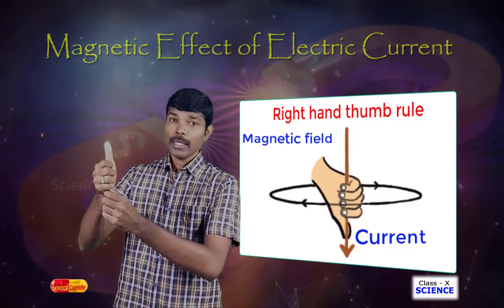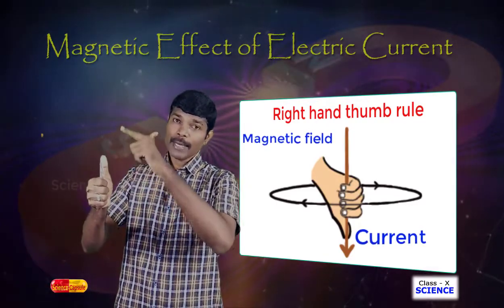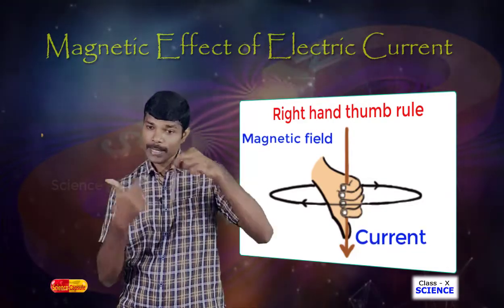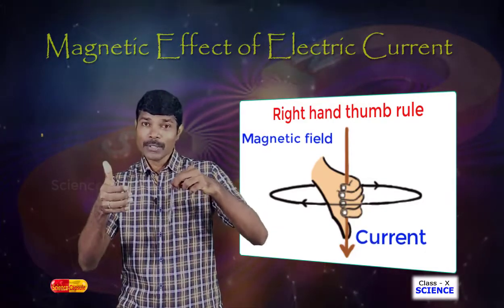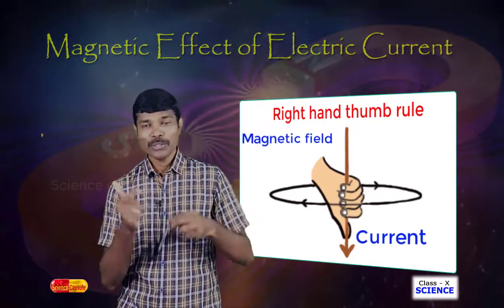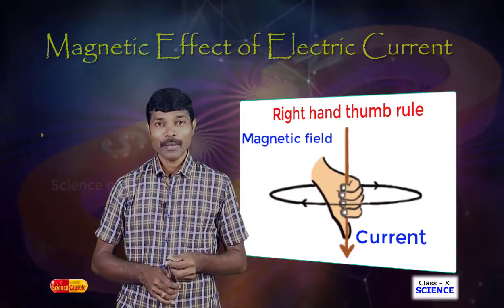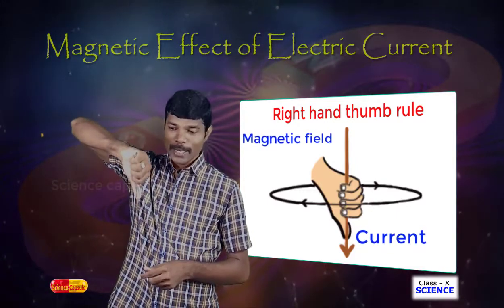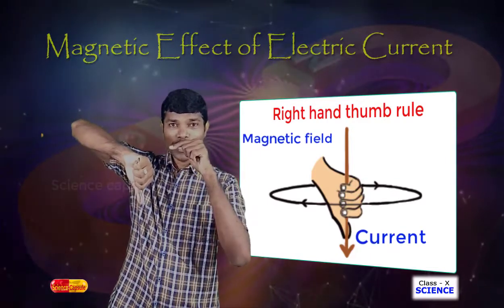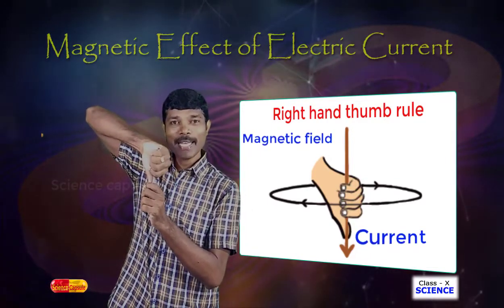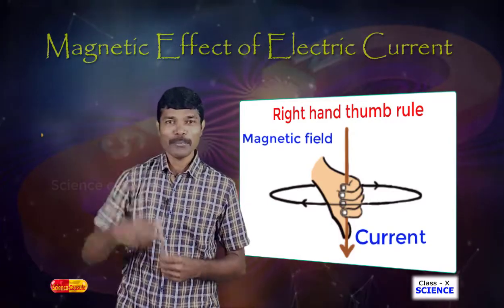Here you see the conductor, this is the direction of electric current and the direction of the magnetic field will be in this direction, right? So the fingers are wrapping around the conductor this way, right? So this is the direction of the magnetic field. If I invert the conductor, then what will happen? Here you see the direction of electric current is downward. In that case the fingers are wrapping in this direction. So this is the direction of the magnetic field.